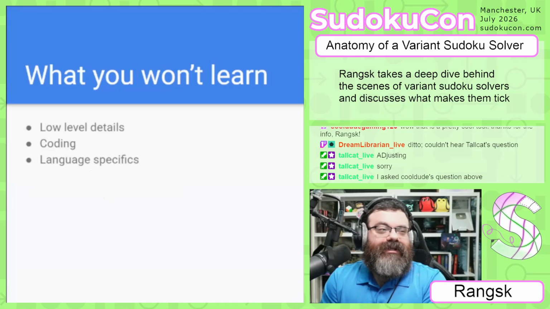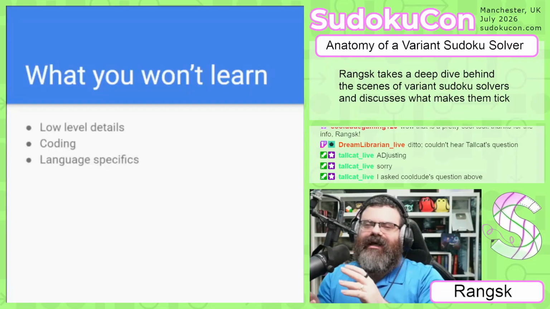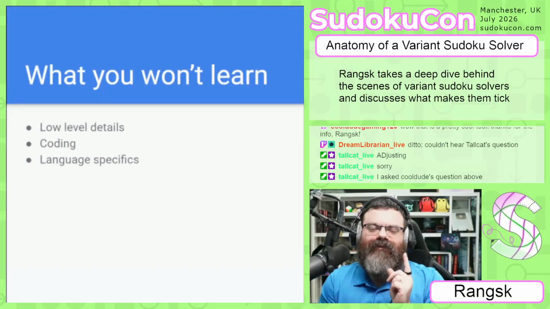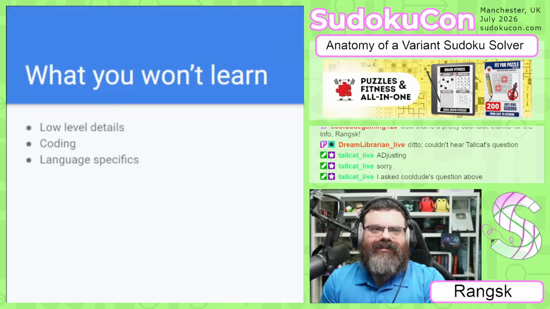All right. What you're not going to learn: low level details. There's not going to be code on screen. There'll be some technical stuff, but I'm going to try to make it as accessible as possible. You're not going to learn how to code, and you're not going to learn specifics about particular languages. So I'm not going to be focusing on C# or Rust or, excuse me, JavaScript, except there's going to be one slide that mentions them for those who might be exploring creating their own solver. But that's just a really quick tip, and you're happy to ignore that.